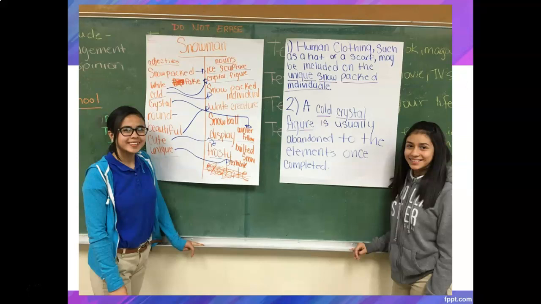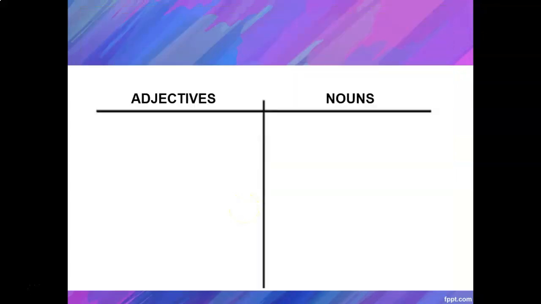Here's some examples from past students. If we're talking about snowman, then we could say a unique snow-packed individual or a cold crystal figure. So, are you ready? Let's make some spooky Halloween word referents. You need to come up with at least 2 word referents for each of the words in this video. Pause the video as you come up with your list of adjectives and nouns. When you're ready to move on, unpause the video.